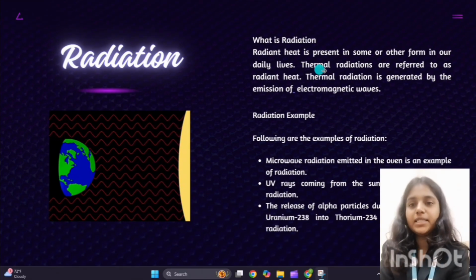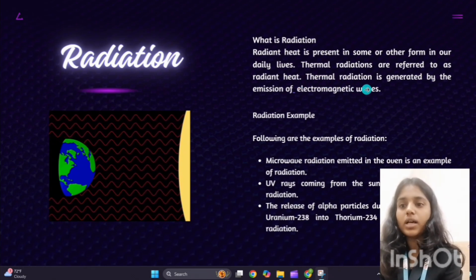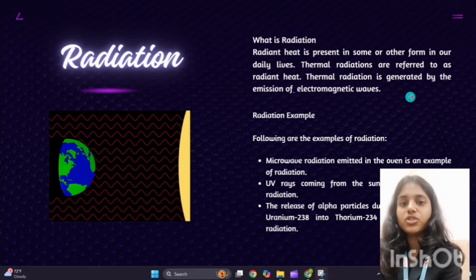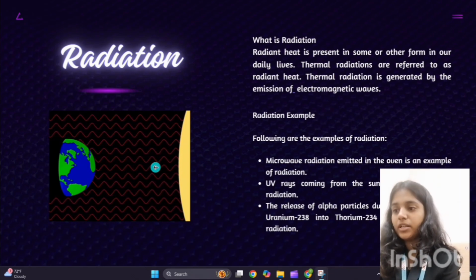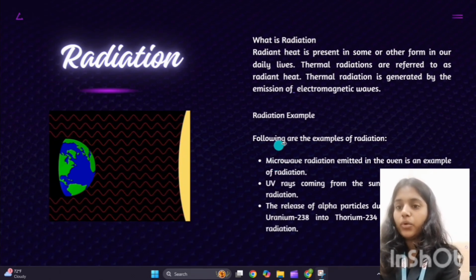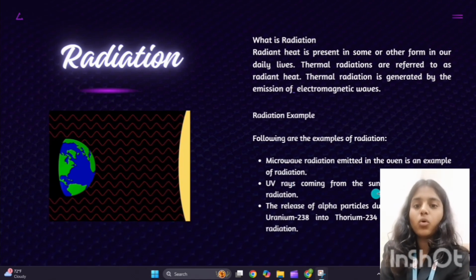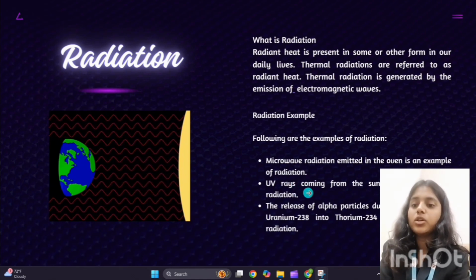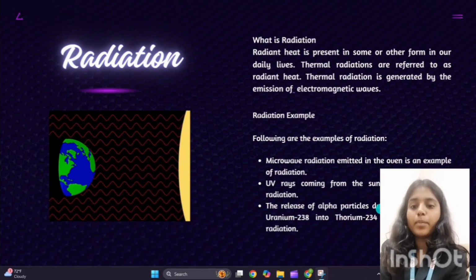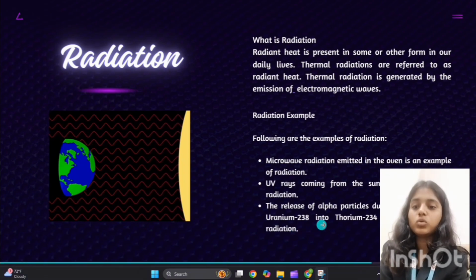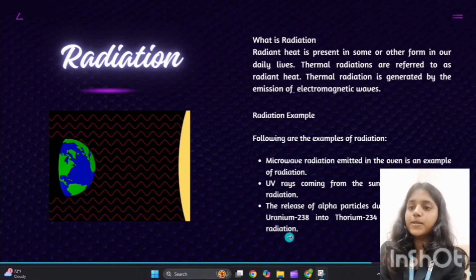Radiant heat is present in some form or other in our daily lives. Thermal radiations are referred to as radiant heat. Thermal radiation is generated by the emission of electromagnetic waves. You can watch this animation for better understanding. Now, radiation examples: microwave radiation emitted in the oven is an example of radiation. UV rays coming from the sun are an example of radiation. The release of alpha particles during the decaying of uranium 238 into thorium 234 is also an example of radiation.